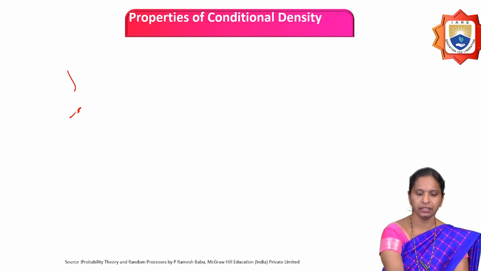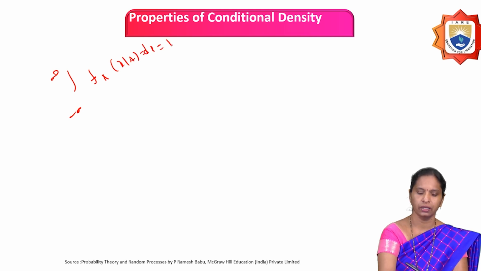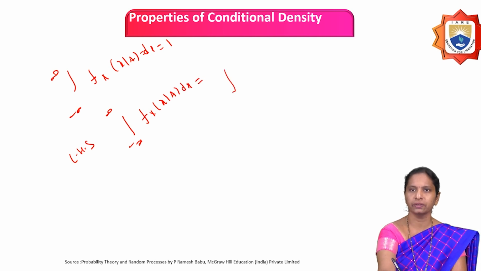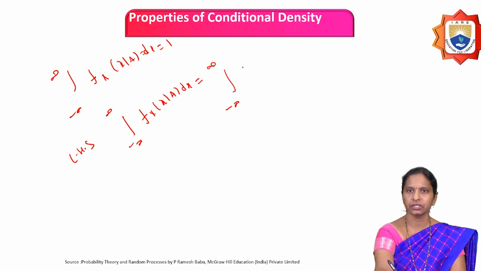So, the area under the conditional density function is equal to 1. That is nothing but what? The integral of f_X(x by a) dx is equal to 1. So, now we take the LHS. So, integration minus infinity to infinity f_X(x by a) dx. Now, how can you write down the conditional density function? It is defined as what? The differentiation of the conditional distribution function. That is nothing but d F_X(x by a) by dx into dx. So the differentiation with respect to x and integration with respect to x, both will get cancelled.